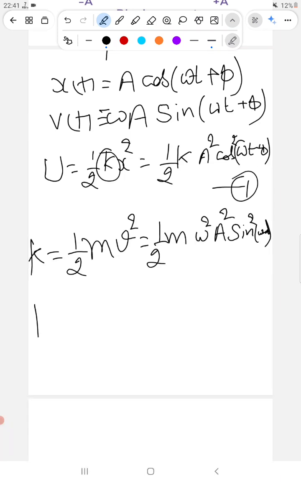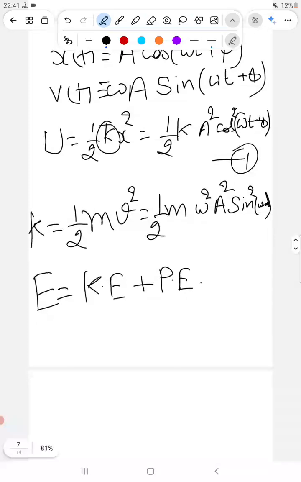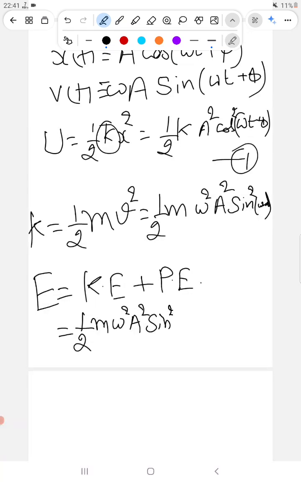If I find the total energy E, it is equal to kinetic energy plus potential energy. The kinetic energy is nothing but half m omega square A square sin square(omega t plus phi), and the potential energy is half k A square cos square(omega t plus phi).